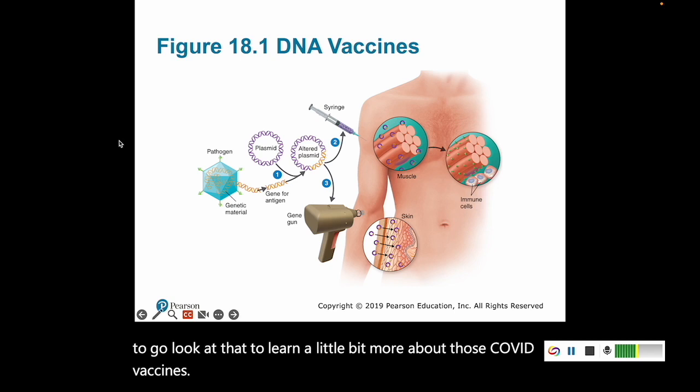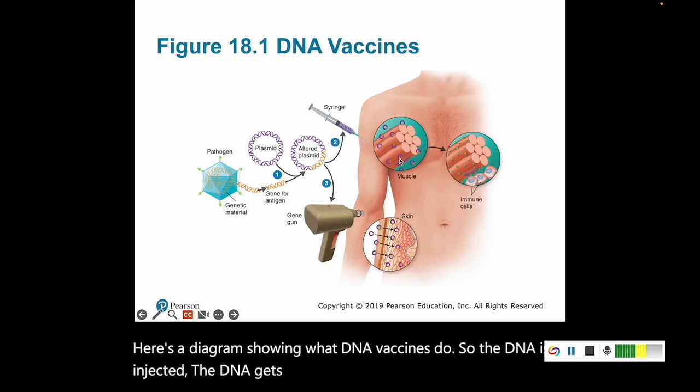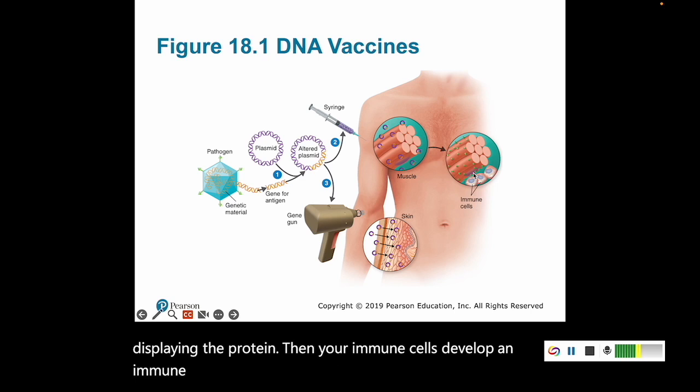Here's a diagram showing what DNA vaccines do. So the DNA is injected, the DNA gets into the cell, and your cells will start displaying the protein. Then your immune cells develop an immune response. So you have a memory response in case that pathogen was ever infecting your cells.